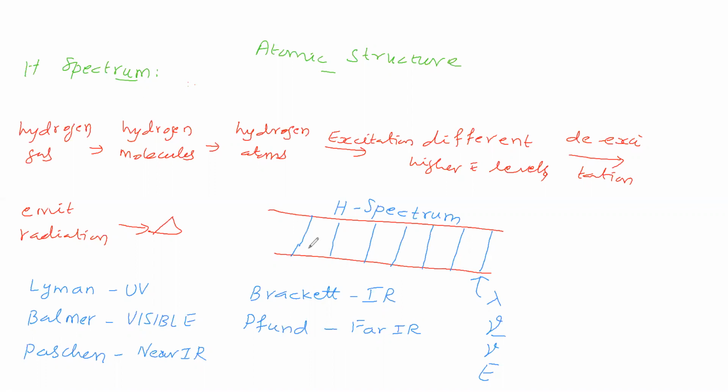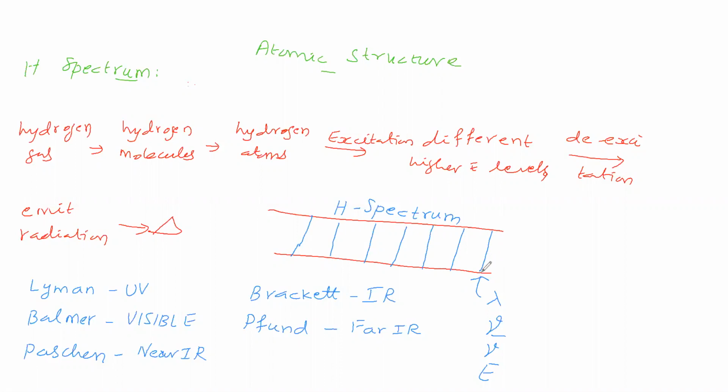Now each spectral line will have a particular wavelength. If a wavelength is there, we can also say frequency, wave number, and energy. Now how to find the wavelength of this spectral line? For that, Niels Bohr gives the formula. For giving the formula, Niels Bohr gives the derivation. Let us see that derivation.